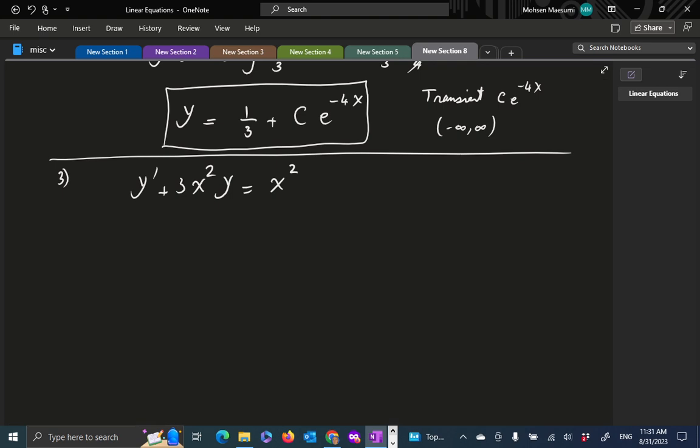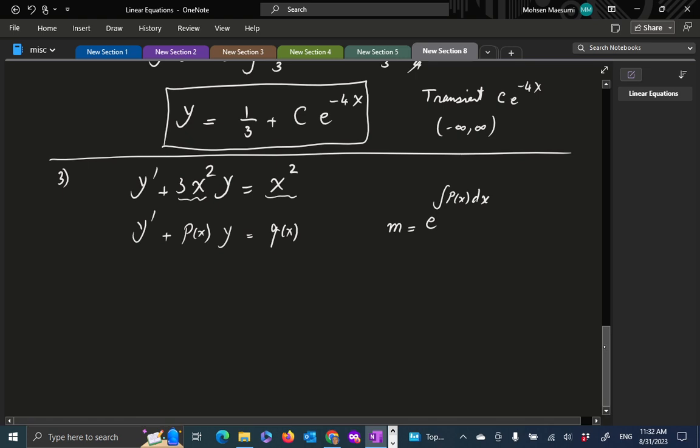So if I have y prime plus, we called it p of x after standardization, p of x times y. The right hand side we called q of x. The equation for m is always a separable equation, and you can always solve it, and the answer is always exponential of integral of p of x, just like what we had here.